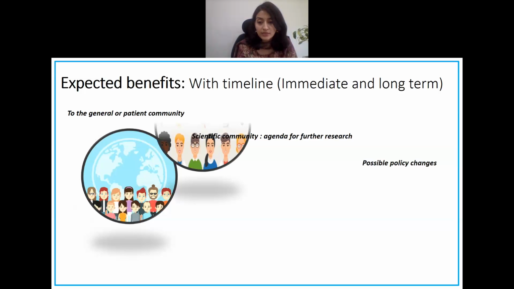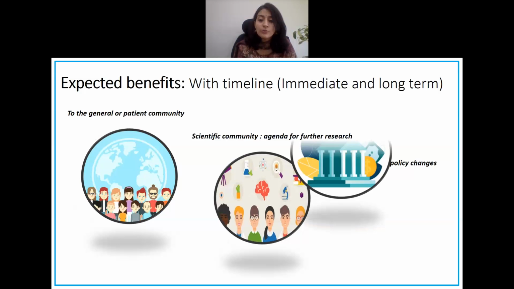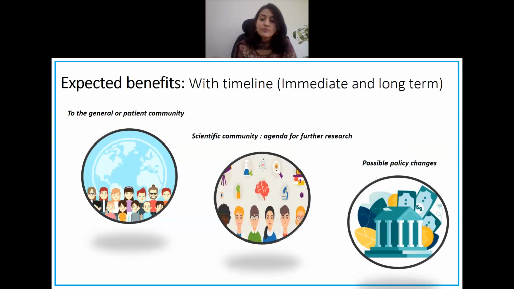The second thing is, how is it going to be helpful for the scientific community? Is your work going to eventually result in further research? Is it going to validate certain findings of previous research? So those kind of things need to be added to the expected benefits. And last but not least, any possible policy changes which can occur from your study should also be mentioned in your expected benefit section.